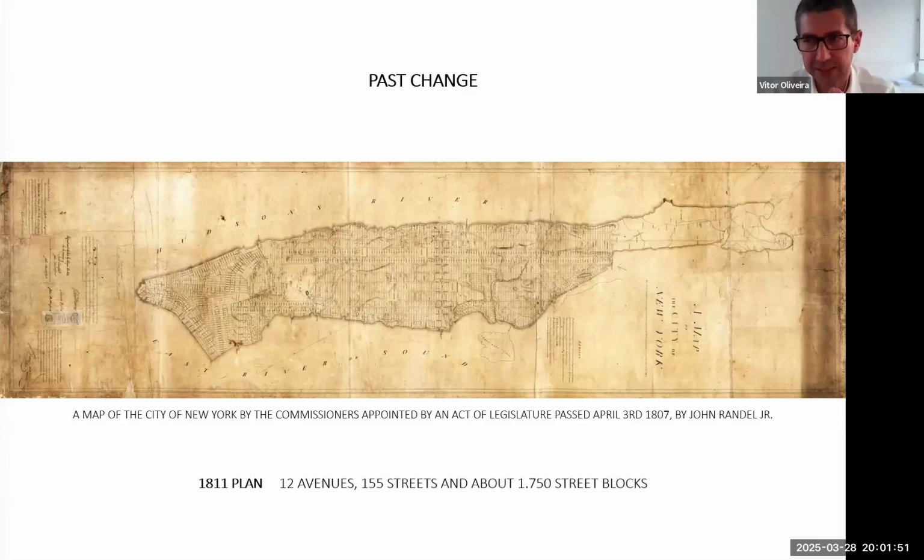I have selected New York because of the 1811 plan, which was prepared by 3 commissioners and a topographer named John Randall. And this plan defined the ground of Manhattan. It defined 12 avenues, 150 streets, and about 1,750 street blocks.